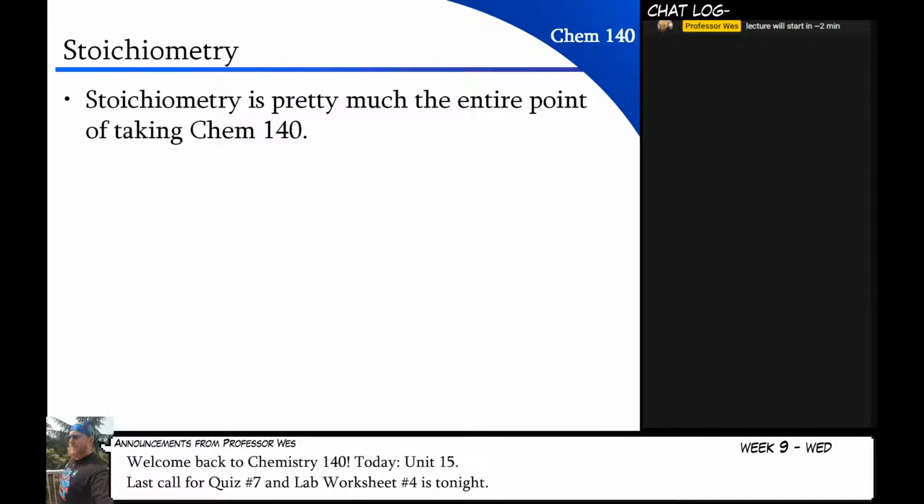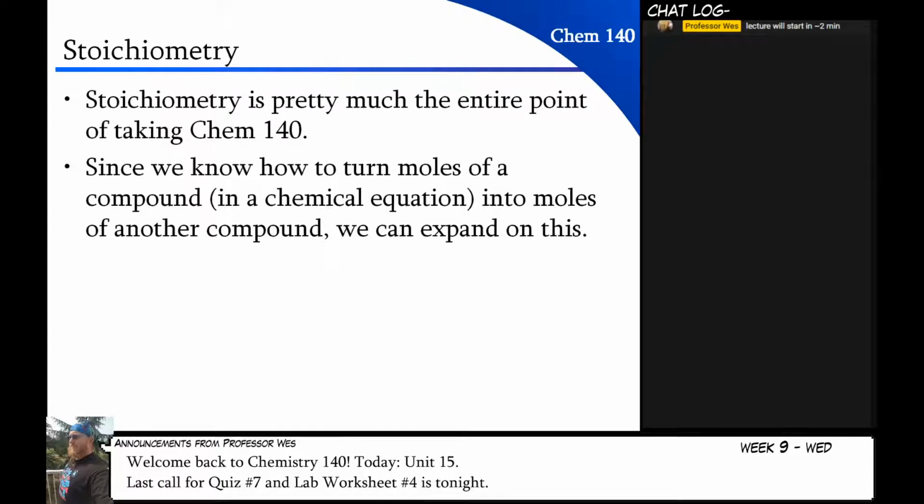I realize that there's quite a bit of a delay between this and 162, which is when we're going to be using a lot of stoichiometry. And we do review it in 162, but it's really important to get the foundation down so that you are able to do these calculations.